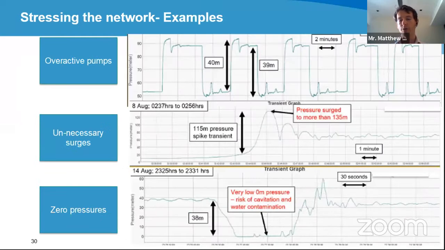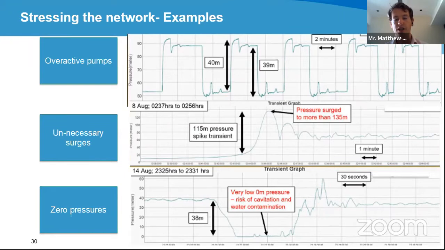So here are some examples of some of those issues that we pick up using this method. We may have overactive pumps where they are triggering too frequently, on and off every few minutes. This might also apply to valves, altitude valves on the network, where these can be fluctuating every few seconds, open and shut, open and shut. This introduces a cyclic loading to your pipes, which may introduce damage.